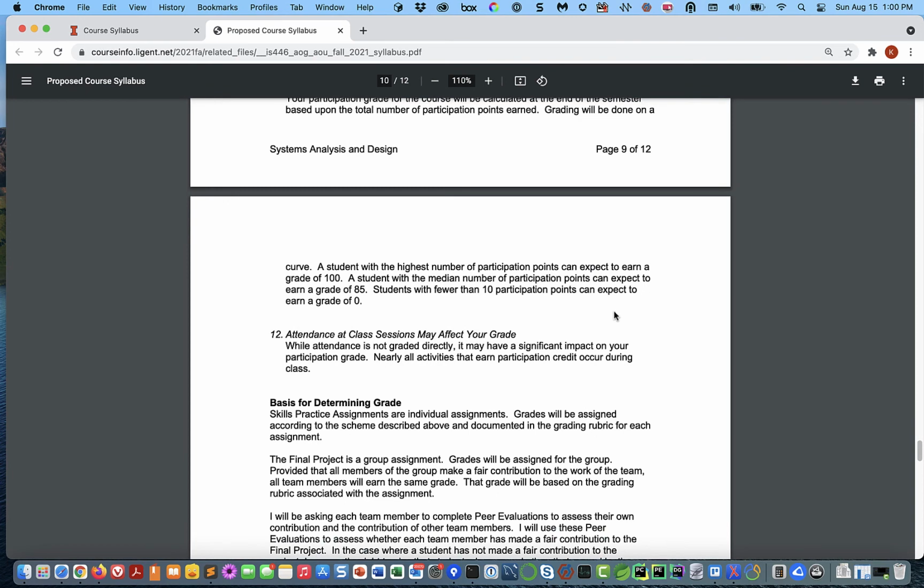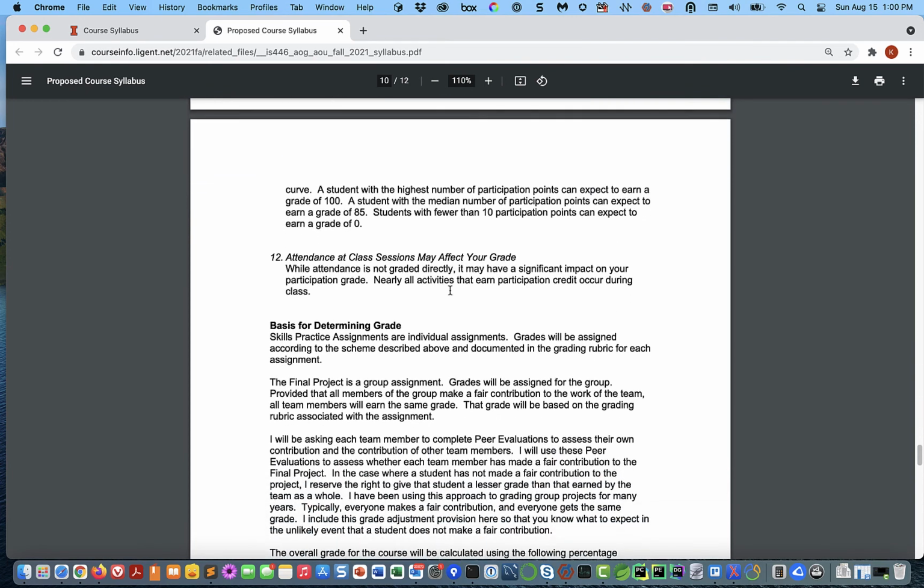Okay? Attendance in class may affect your grade. I don't grade attendance directly, but because the participation points are all earned, all but one thing are earned in class, if you don't come to class, you're not going to get your participation points, and that's going to wind up having a big impact on your participation grade and then your overall grade.